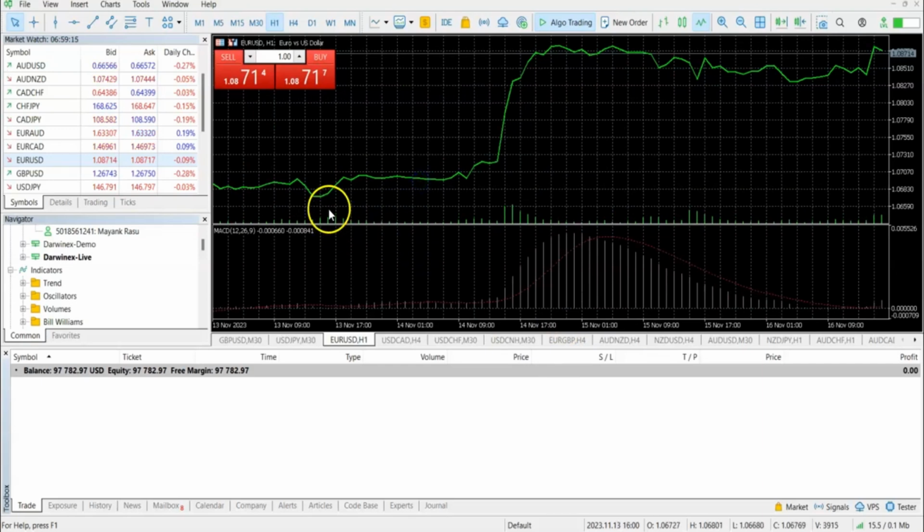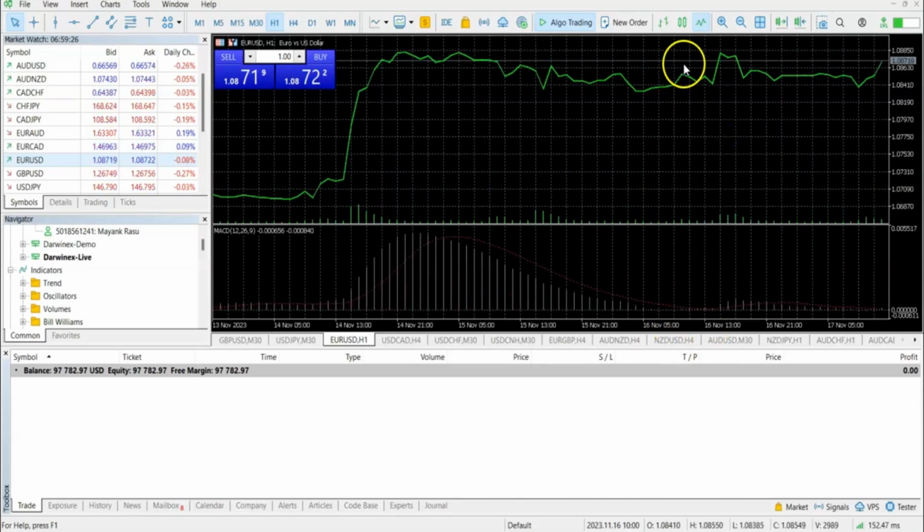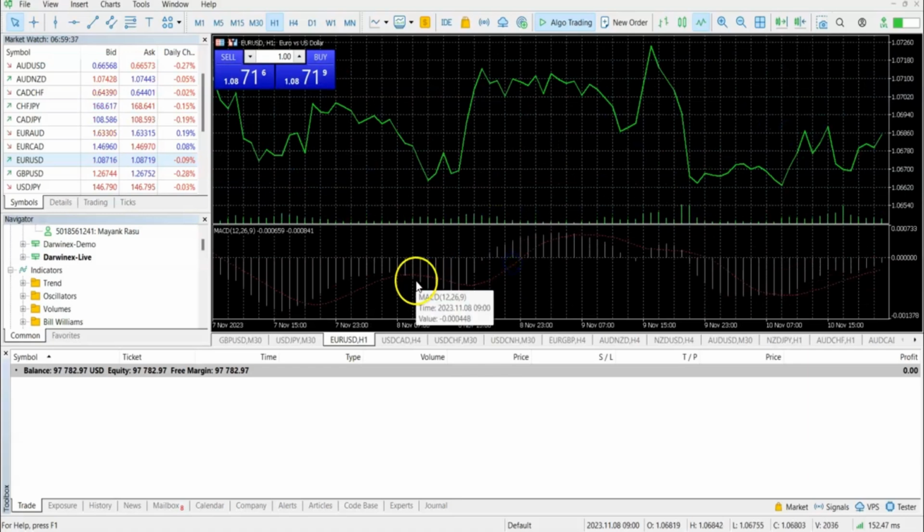We would have made how much? So we would have entered somewhere here. So close price 1.06843, and here 1.0841. So almost 160, 170 pips. So that's pretty neat. So it looks like this strategy, if you want to call it a strategy, has some merit.